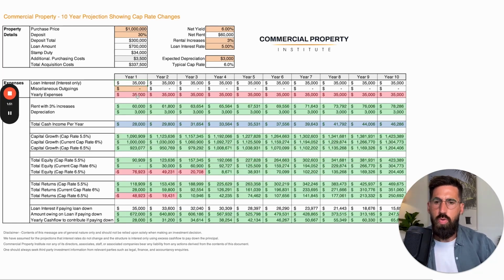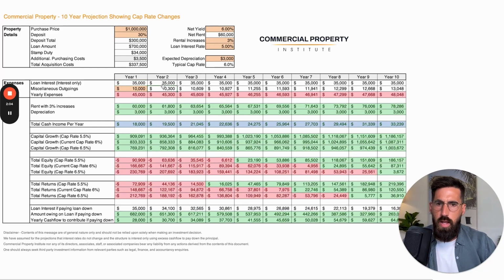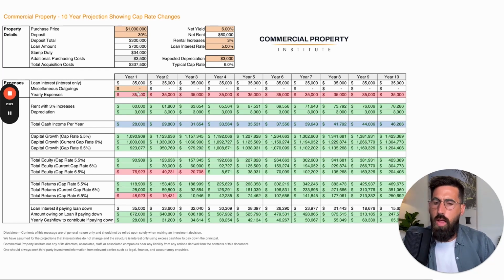And with commercial, the tenants look after all the other outgoings. So in this scenario, let's assume that the same tenant's there the whole time. If there is any additional outgoings, you can put them here and that'll transform across the 10 years. But in this scenario, let's look at zero outgoings. So $35,000 a year interest only repayments.